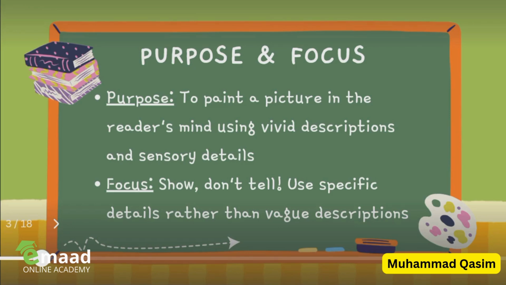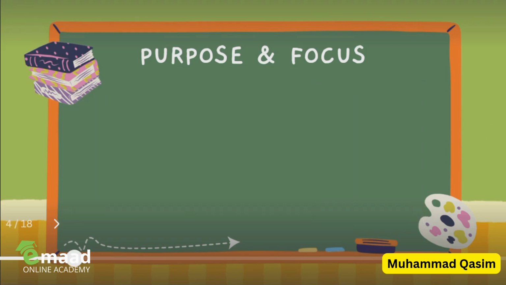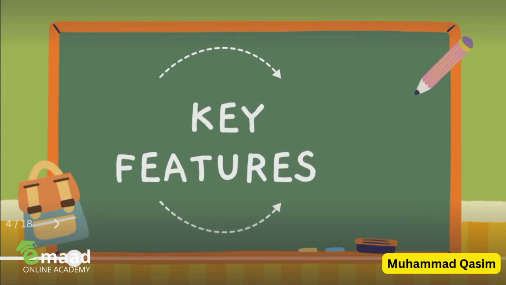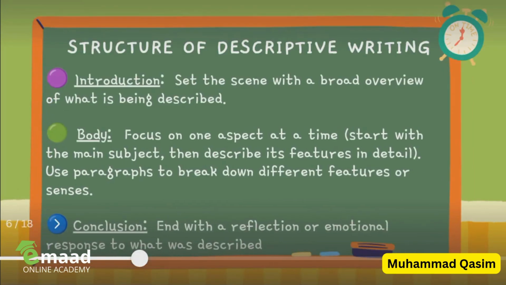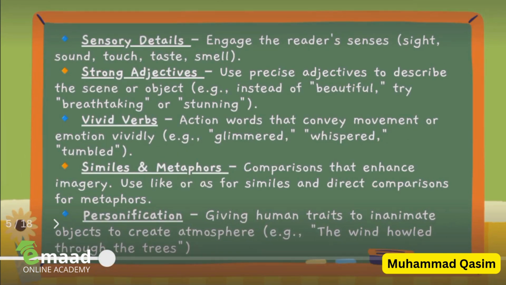Don't simply tell them like a book just giving the facts. No, you have to show, you have to present everything through your words, you have to present images, colors, and everything that you describe about something through the use of words. Use specific details rather than vague descriptions. Then there are some key features of descriptive writing. Let's discuss them one by one. Here are some key features.